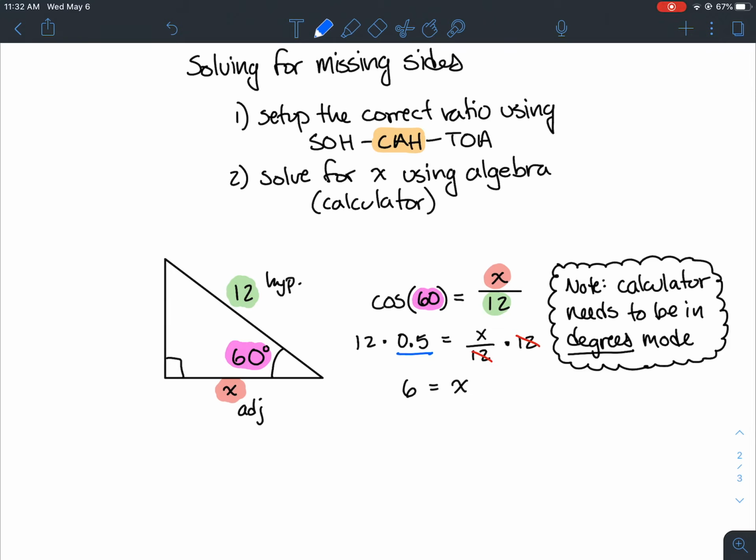So again, the two steps are, we need to set up the correct ratio using SOHCAHTOA, given what we have in the triangle, and then just need to solve for x using our algebra. And that'll involve you using the calculator too.